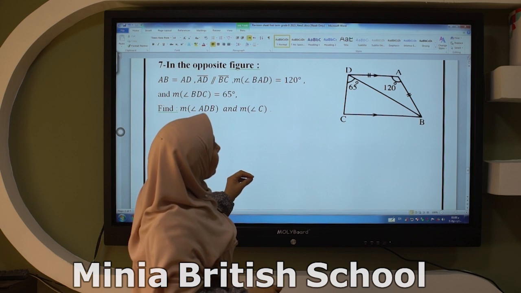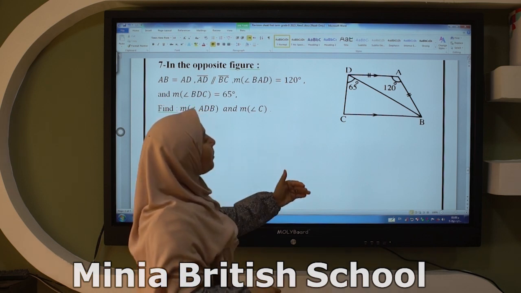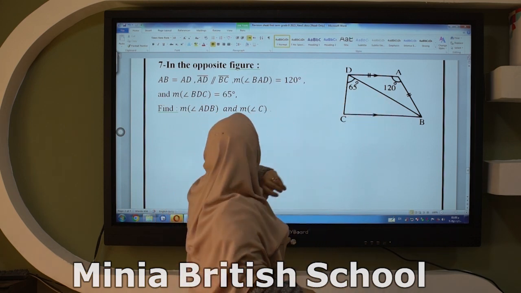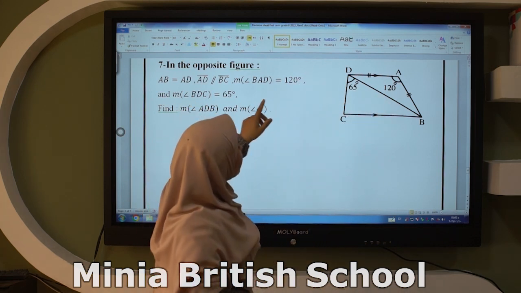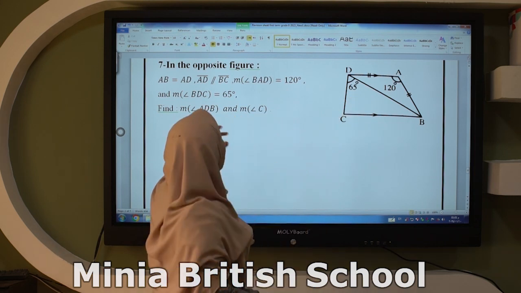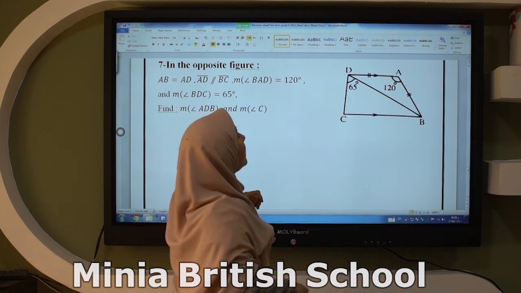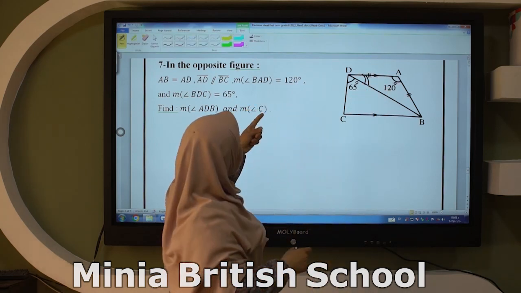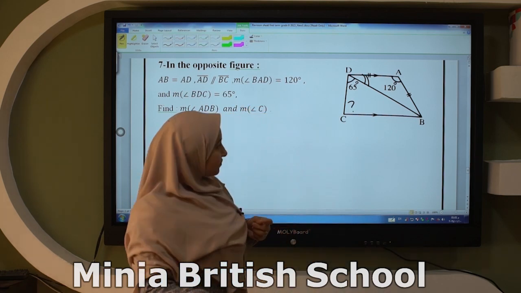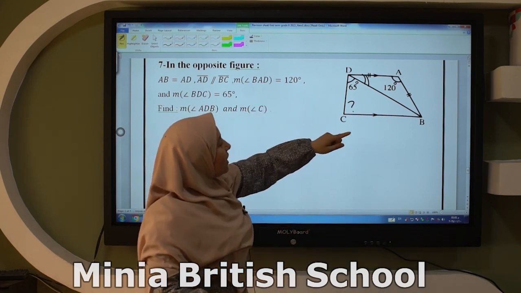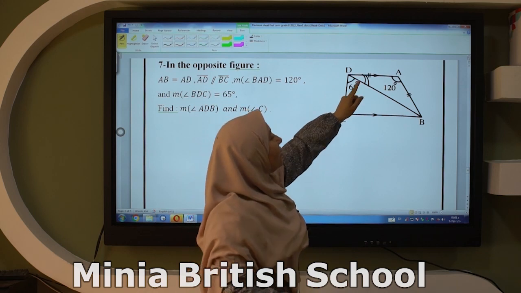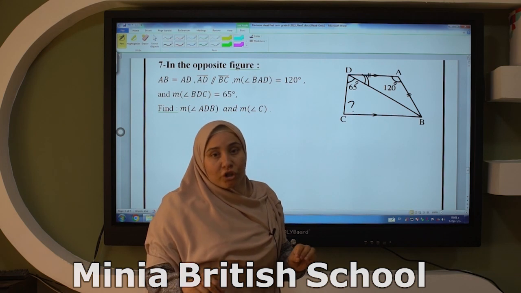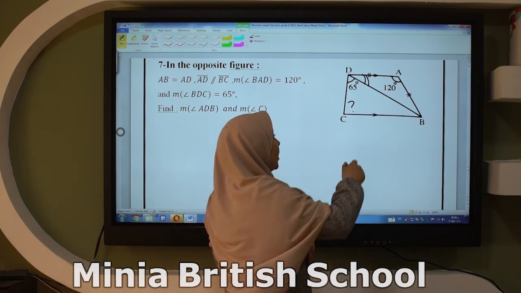Here I have AP equal AD, AD parallel to PC, and measure of angle A 120, okay. Measure of angle BDC 65. I need to find measure of angle ADB, okay, and measure of angle C. AP equal AD, and A is a vertex angle. Then measure of angle D equal 180 minus 120 divided by 2 equal 30.